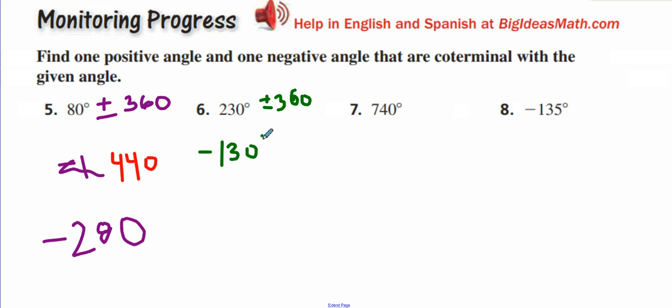And again, these are in degrees. I don't mark off if you don't use the degree symbol. I'm not that picky about weird things. All right, if I take 230 and I add 360, if I hit the right buttons, I get 590.